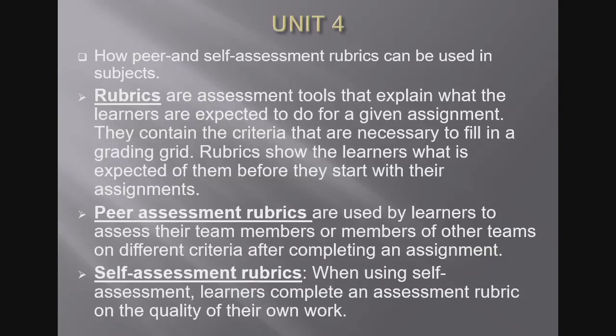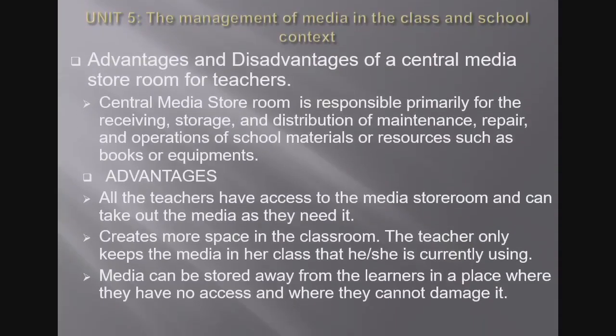So there is a peer assessment rubric and there is a self-assessment rubric. The peer assessment rubric is when learners assess their peers, their fellow learners, on how they performed and carried out their assignments, by following the rubric layout. And self-assessment rubric is when the learner himself or herself assesses their own work using the rubric instruction given. That is the difference. That is Unit 4 now. And Unit 5.